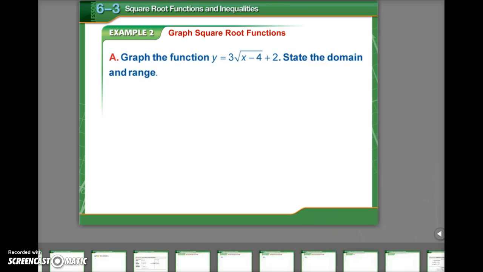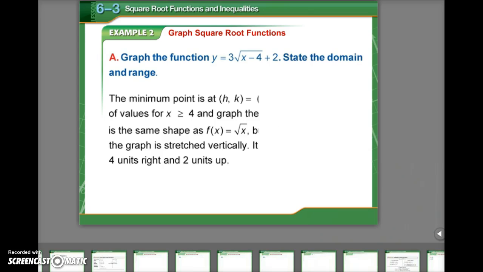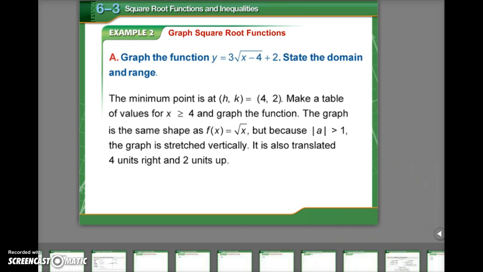So in example 2, we're going to graph the function y equals 3 times the square root of x minus 4, plus 2, and we're going to find the domain and the range afterwards. So what they want us to do with this is we're going to look and figure out what the original function would have been, and then figure out how it's been transformed. The first thing we're going to start with is our vertex, which is (h, k), and notice that (h, k) would be the 4 and the 2, just pulling it out of the formula.